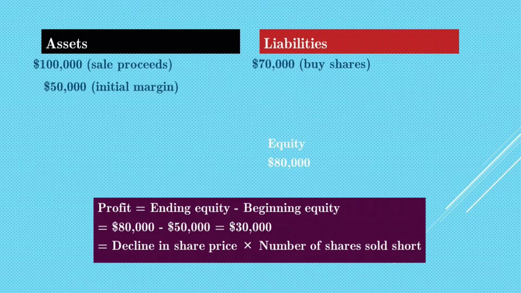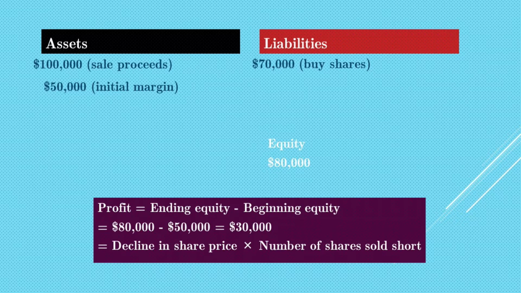So on the accounting equation, on the left-hand side for the assets, our total value is the sales proceeds of $100,000 plus $50,000 in margin. And on the right-hand side, our liability is $70,000 with which we have to buy the shares back. And the remaining amount will be our equity. So in this new situation, our equity is going to be whatever amount balances the equation. So $150,000 minus $70,000 is $80,000.